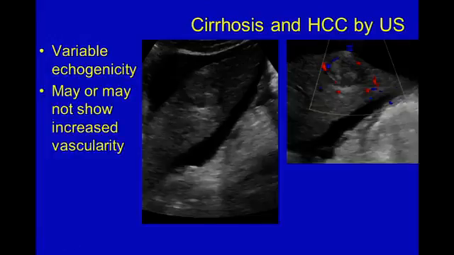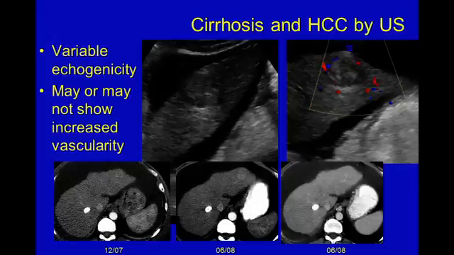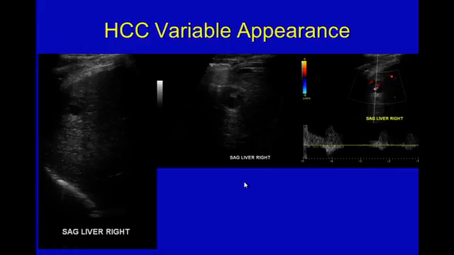What about on ultrasound? Well, on ultrasound, unfortunately, the nodules can be of variable echogenicity, and they may or may not show increased vascularity. It just depends on how many arteries they have and what size they are. So here's one that was detected by ultrasound, and then monitored by CT. Again, we can see the arterial enhancement here and also the growth 6 months later. It's almost doubled in size.